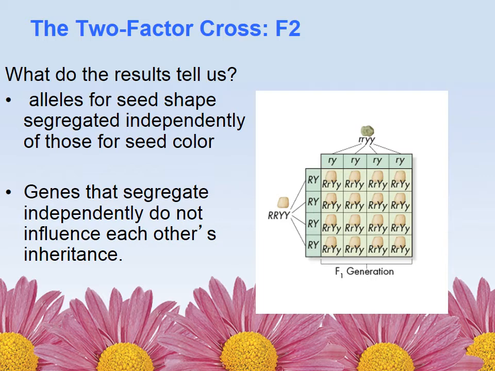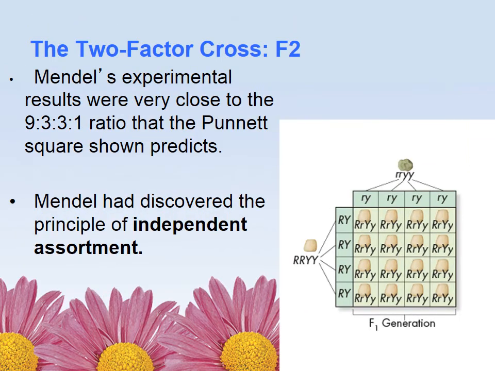And genes that segregate independently do not influence each other's inheritance. So if something is round, it can still be yellow or green. It doesn't have to necessarily be round and yellow. His results were very close to the ratio 9:3:3:1. And because of this, Mendel discovered what's called the principle of independent assortment.